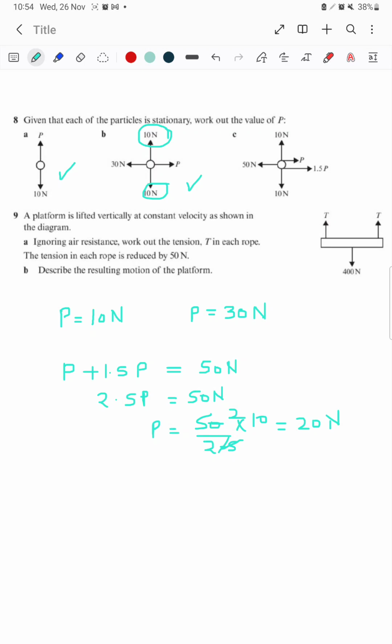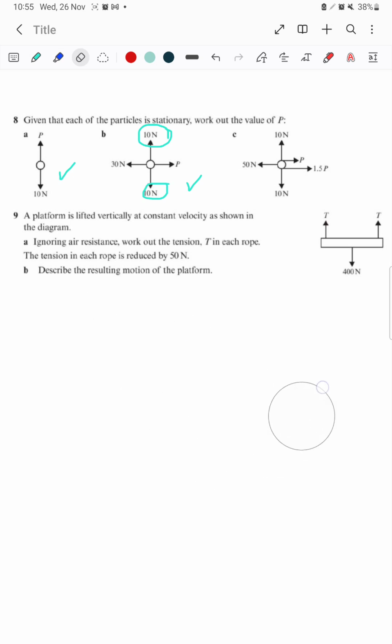Now we have the next question, question number 9. In this question we are given a diagram, and they said ignoring the air resistance, work out the tension T in each of the ropes. There is a first part, so there is a tension in the rope.